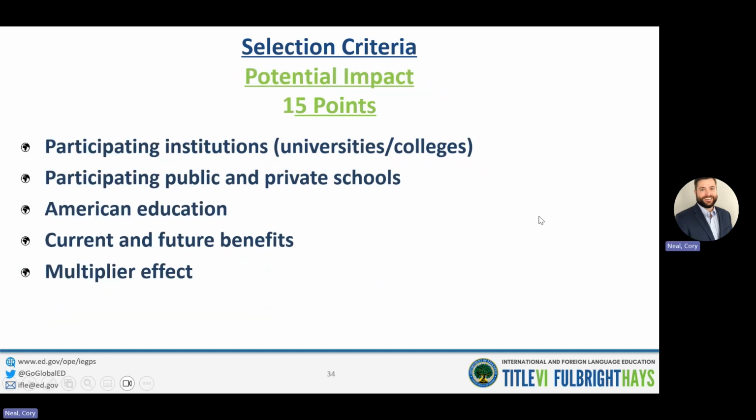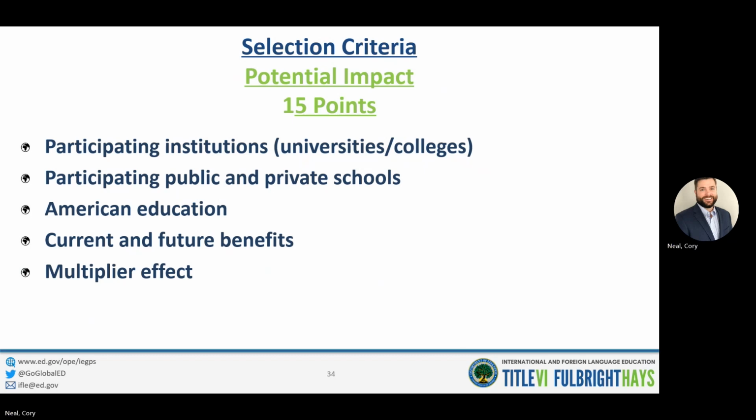Potential impact is worth 15 points. Here you should focus on the potential impact of the project on the development and improvement of the study of modern foreign languages and area studies on participating institutions of higher ed, public, and or private schools. You should describe the possible long-term benefits to your project participants, their colleagues and communities, and possibly even future students resulting from successful completion of the GPA grant.